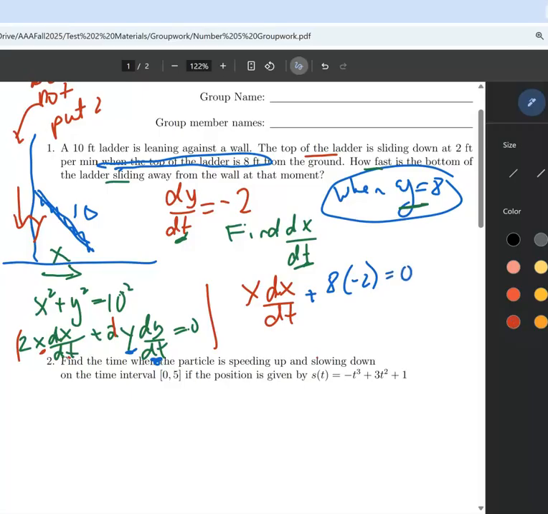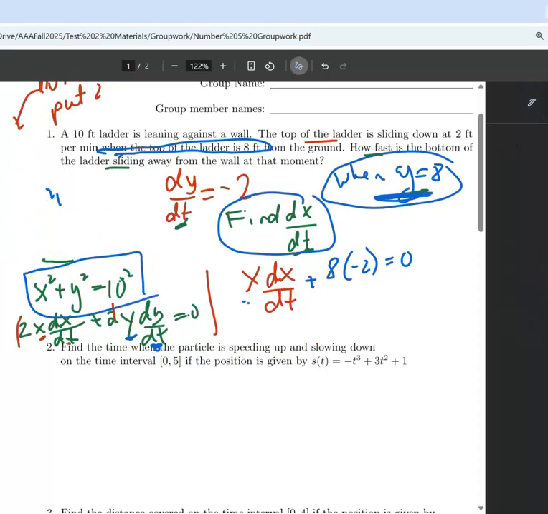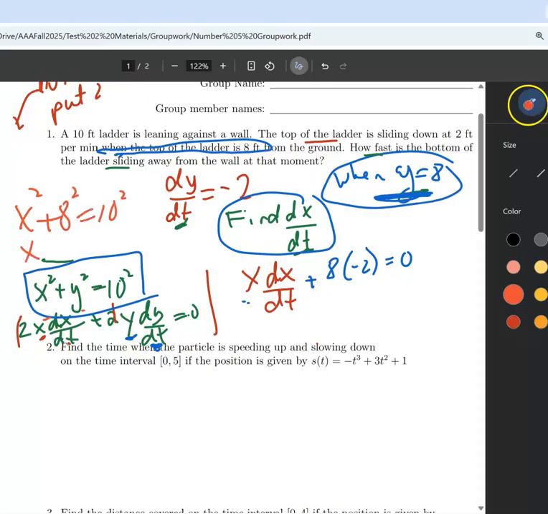So I'm on a mission to find x, because this is my goal to solve for this, but I need to find out what x is. So this is where I plug my when information into my original equation. So let me make some room right here. So I'm going to have x squared plus 8 squared is equal to 10 squared. So that's x squared equals 100 minus 64.